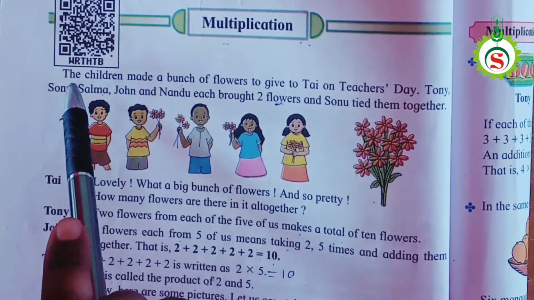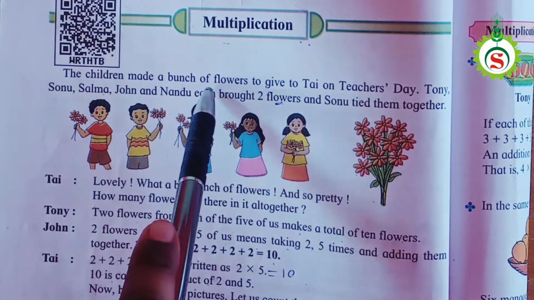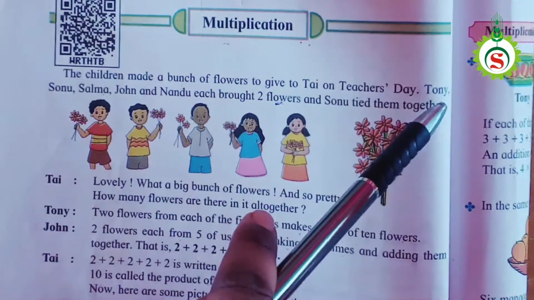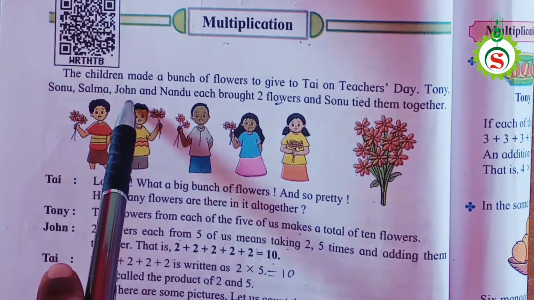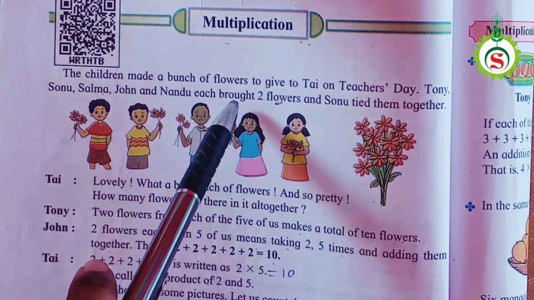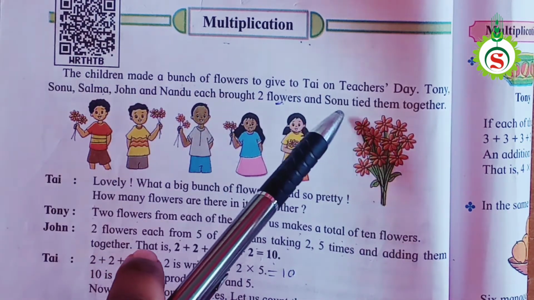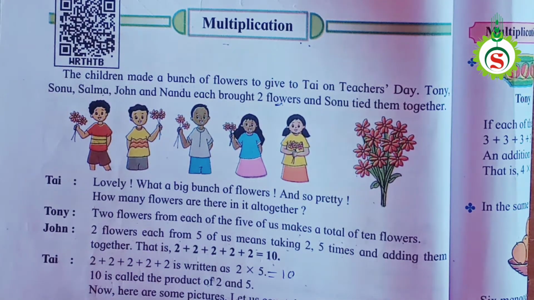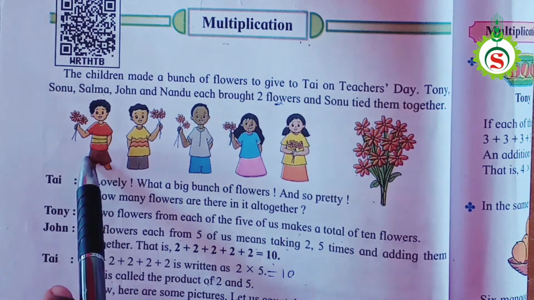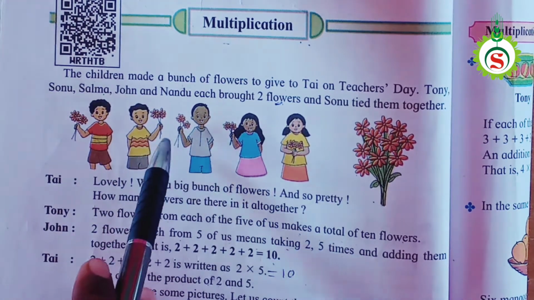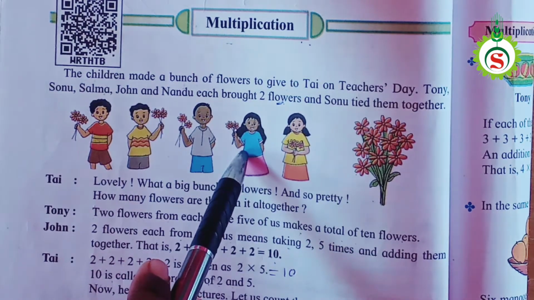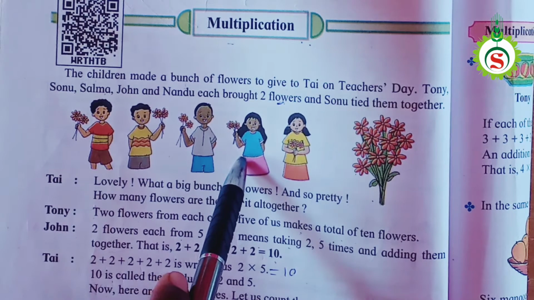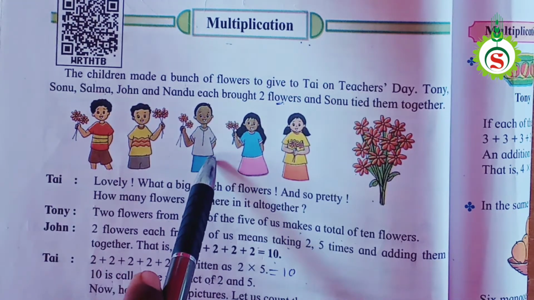Multiplication. The children made a bunch of flowers to give to Teacher on Teacher's Day. Tony, Sonu, Salma, John and Nandu each brought 2 flowers and Sonu tied them together. See the picture. This is Tony, John, Nandu, Salma and Sonu. All children brought 2 flowers.